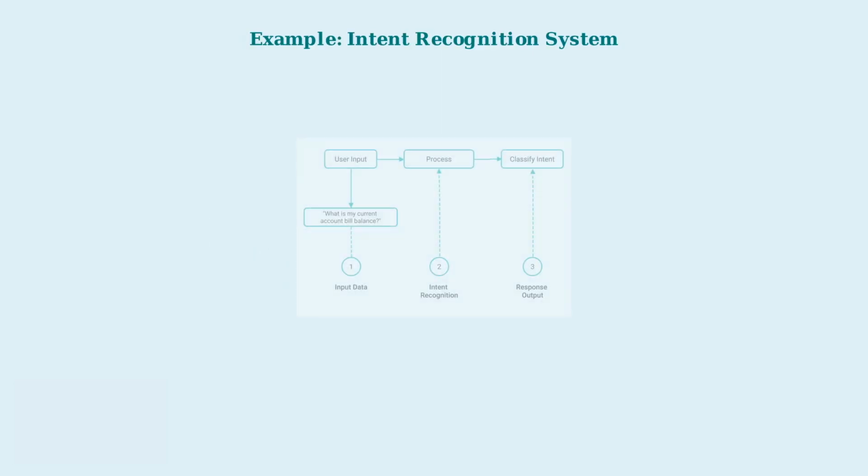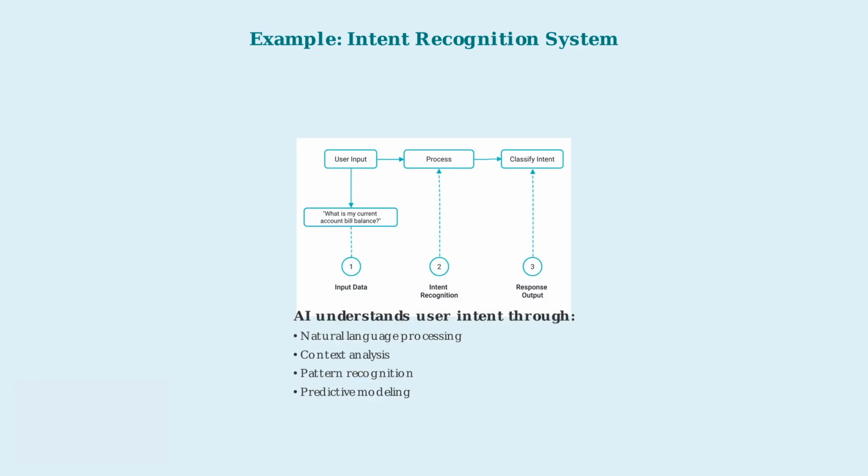Modern AI systems excel at recognizing user intent. When a user asks about their account balance, the system processes the input, classifies the intent, and provides a personalized response based on their specific account and context.